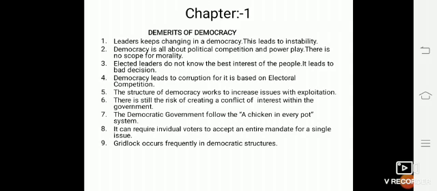So we can say that somewhere these are quite important points for the demerits of democracy, and if you want to overcome the problem, first of all we have to implement a very good policy for this democracy.